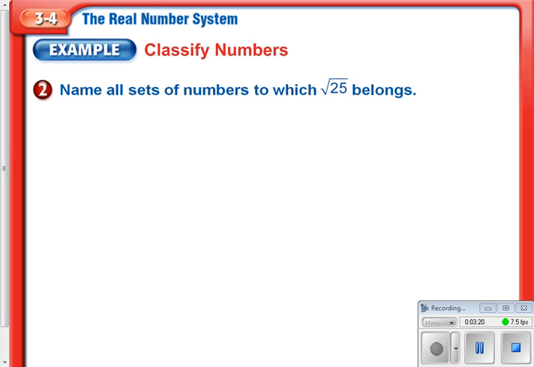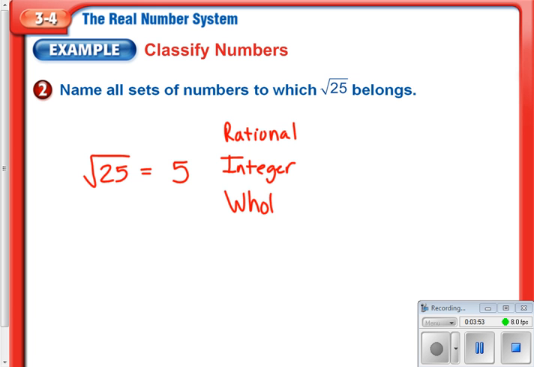Next example, name all the sets of numbers to which square root 25 belongs. When dealing with square roots, I'd go ahead and find it. So square root 25. Well, we know that the square root of 25 is 5. 5 is a rational number. You can write this as a fraction. Not only is it rational, it is also an integer. It is a positive whole number. And it also is a whole number because it is positive. So these three are what we'd write down. That 5 belongs to all those sets of numbers.